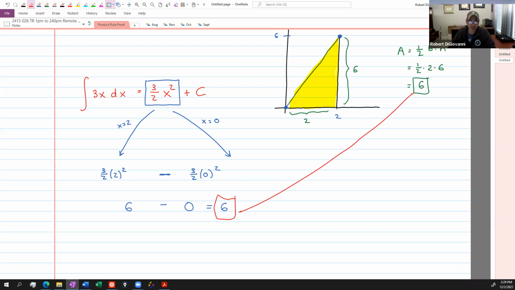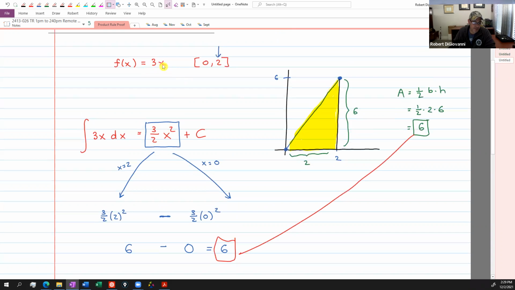This is what's called the fundamental theorem of calculus, a version of it. We can find the area under any curve by using the antiderivative. Now, I did it for this curve, 3x, because I could show you visually that we know how to find this area, because it's just a triangle. So we could confirm that it worked.